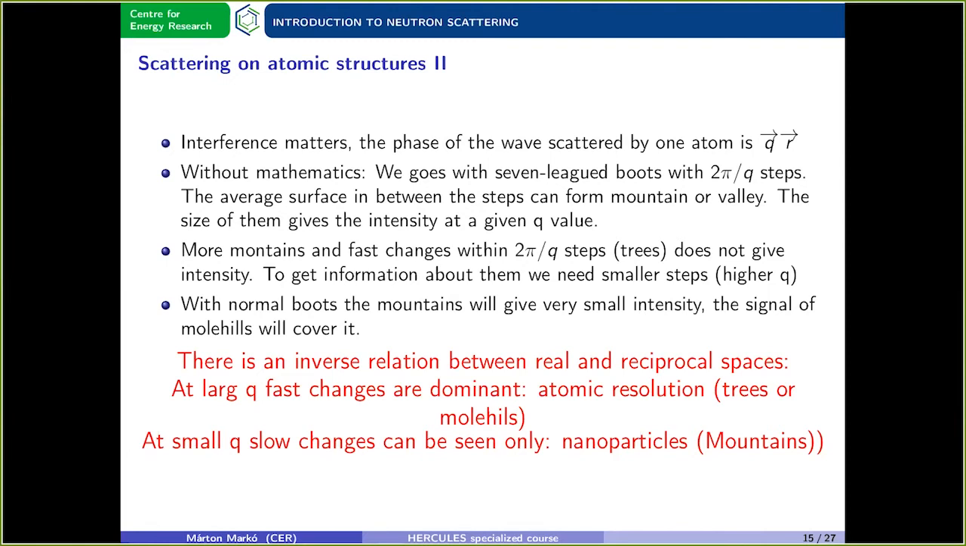So we can see atomic resolutions, or in our example, we can see the trees and molehills. At small q, we have this 7-legged boot, and we don't see the trees, we don't see the molehills, we see only the mountains. In scattering, we see only the nanoparticles, which we call small angle scattering.